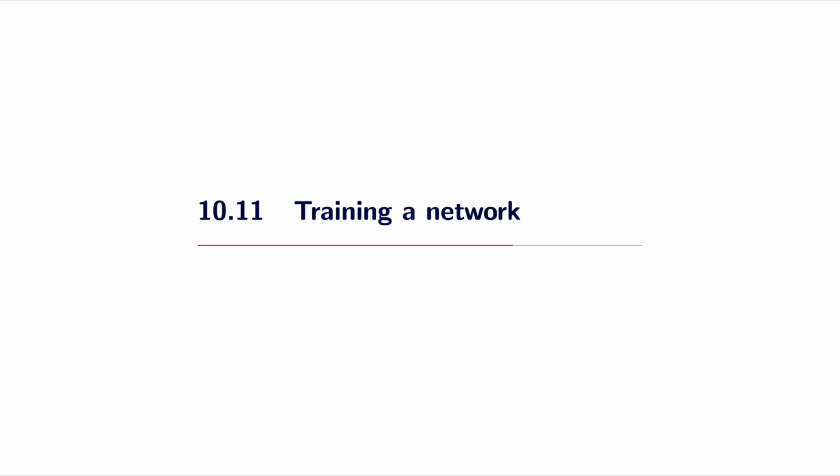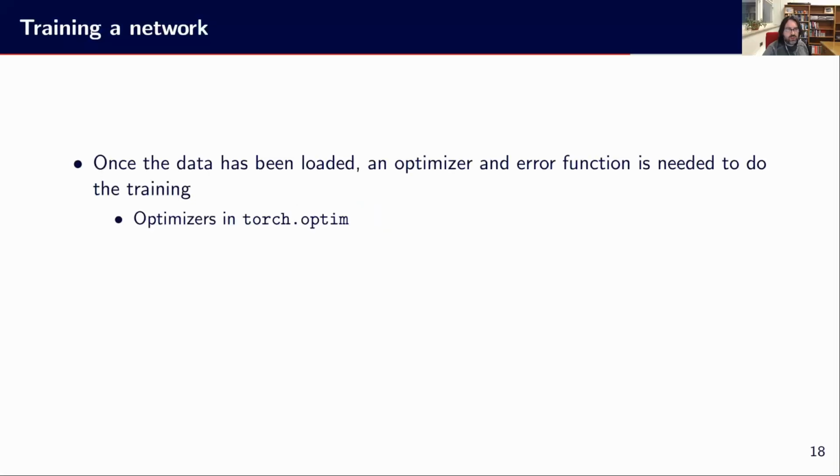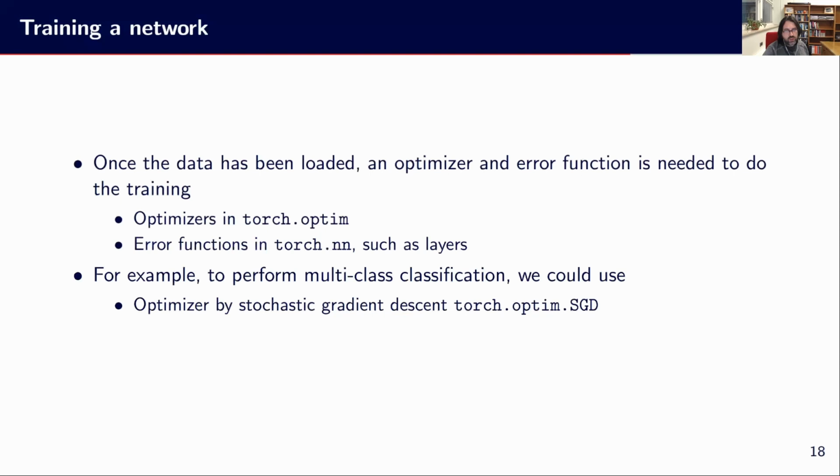So now we're talking about training a network. Once the data has been loaded, an optimizer and error function are needed for the training. We can call torch.optim, which will give us different optimizers. We also have error functions in torch.nn, so we can use these as layers.